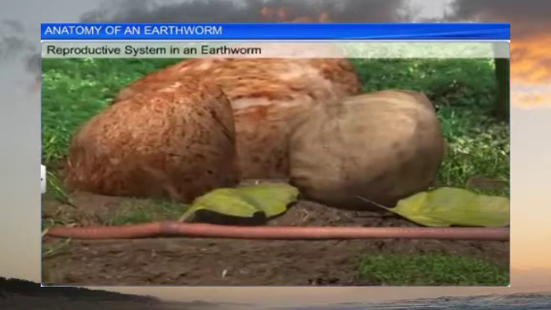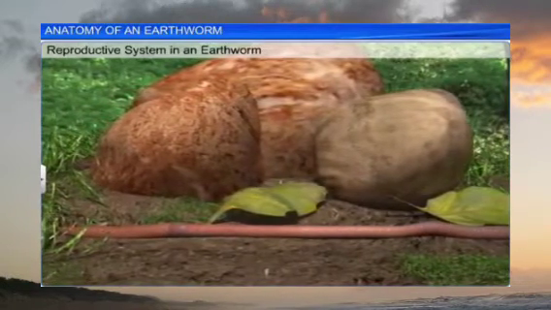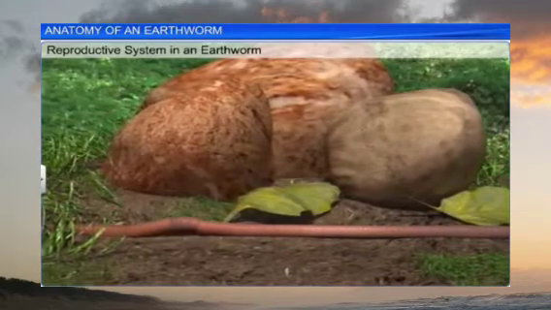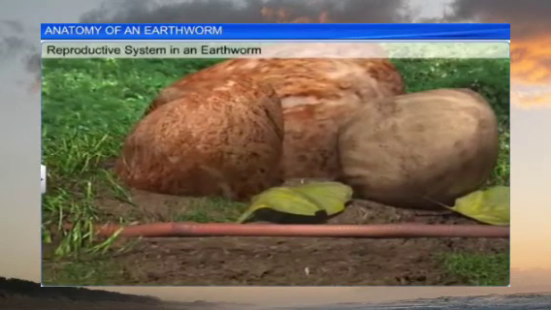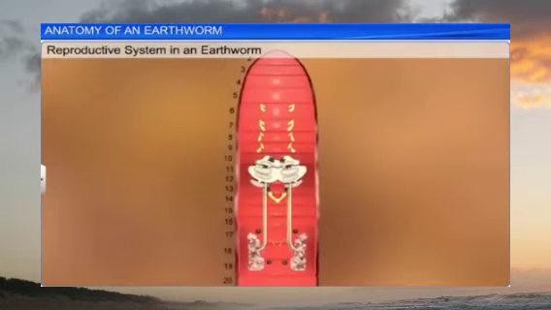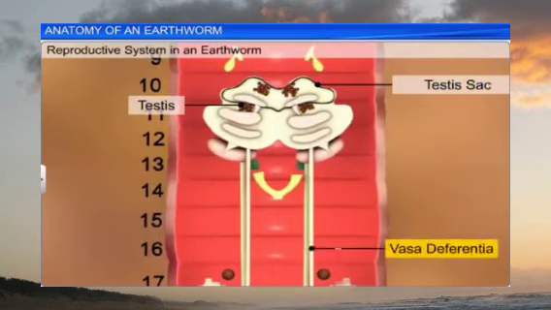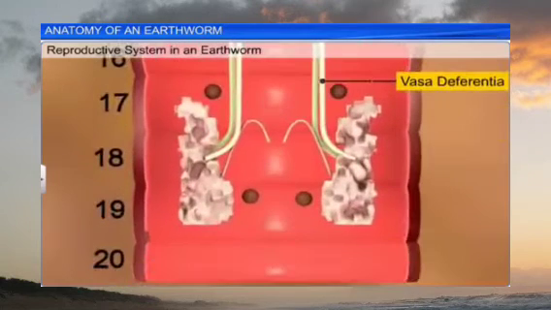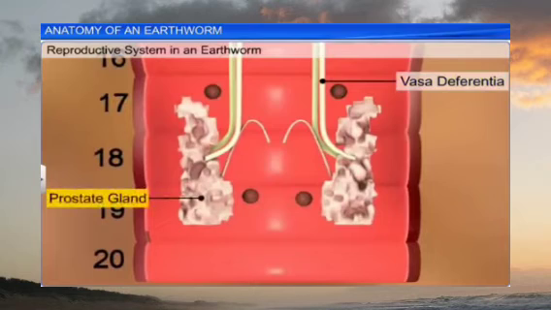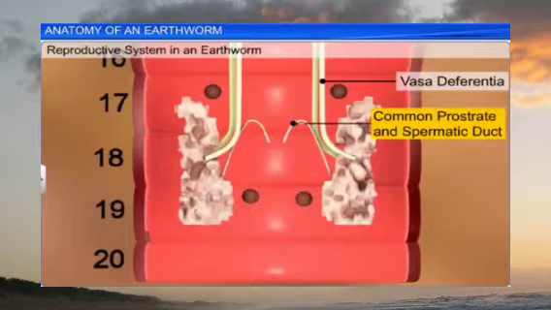Finally, let's take a look at the reproductive system. The earthworm is a hermaphrodite, which means that both male and female reproductive systems are present in the same individual. The male reproductive system consists of 2 pairs of testes in the 10th and 11th segments, with their vasa deferentia running up to the 18th segment. Here, the vasa deferentia and the duct of the prostate gland join to form a common prostate and spermatic duct, which opens to the exterior through a pair of male genital pores.